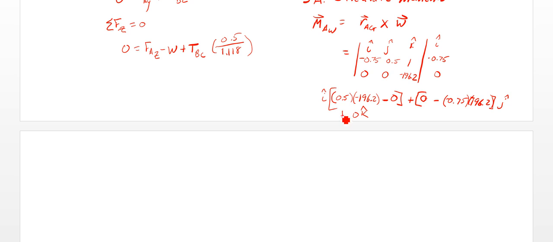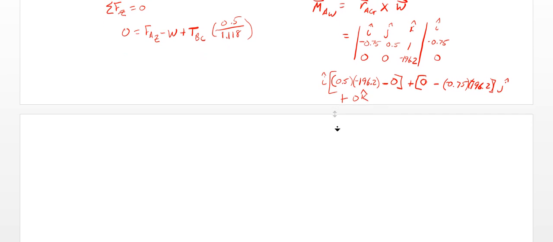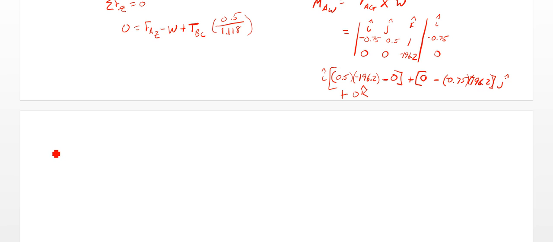So if I continue with that, when I add that up, I'm going to start on the next page here. MAW, the weight causing the moment around A, so I get negative 98.1 I. That came from here, the 0.5 times 196.2. And then this becomes a 0 minus that. So that's going to be negative 147.